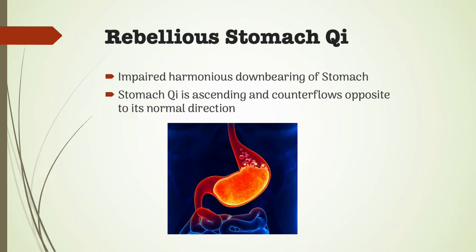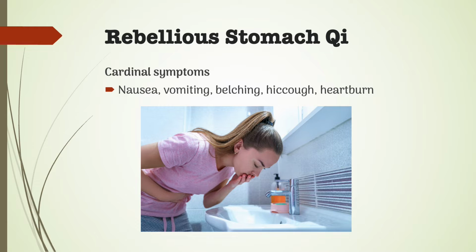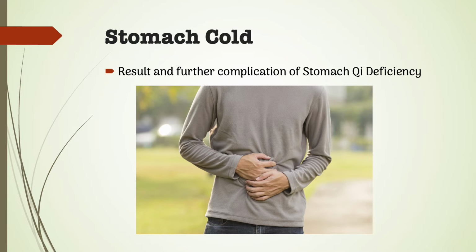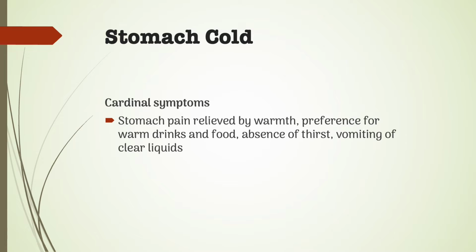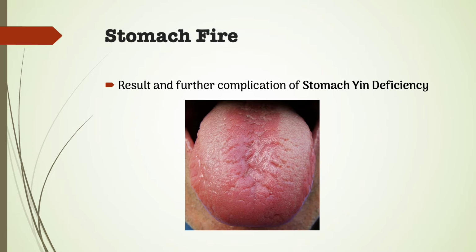Rebellious stomach qi is impaired harmonious downbearing of the stomach. Stomach qi is ascending and counterflows opposite to its normal direction. Cardinal symptoms: nausea, vomiting, belching, hiccup, and heartburn. Stomach cold is the result and further complication of stomach qi deficiency. Cardinal symptoms: stomach pain relieved by warmth, preference for warm drinks and food, absence of thirst, vomiting of clear liquids.